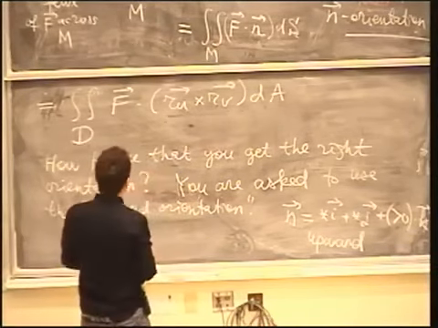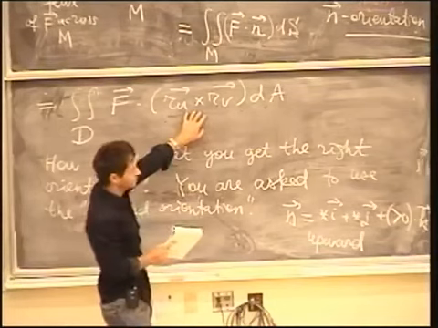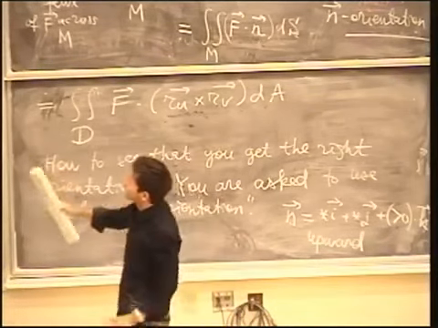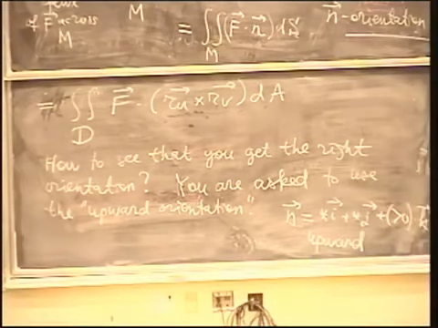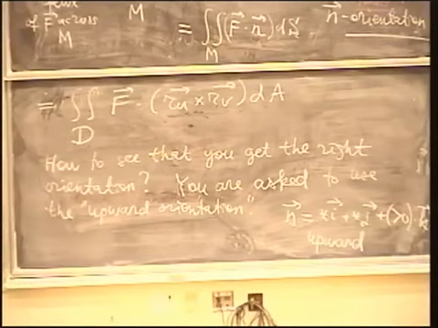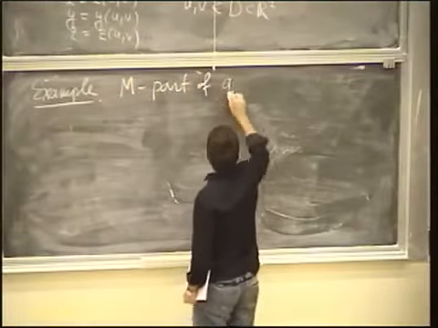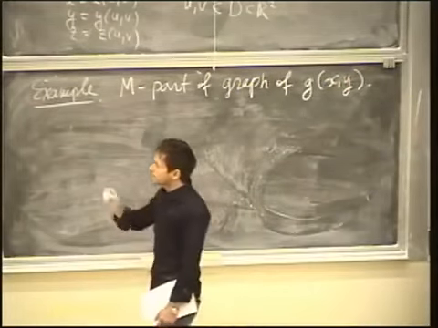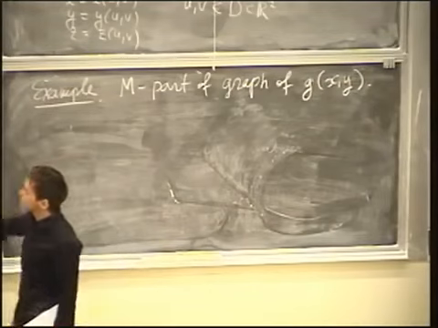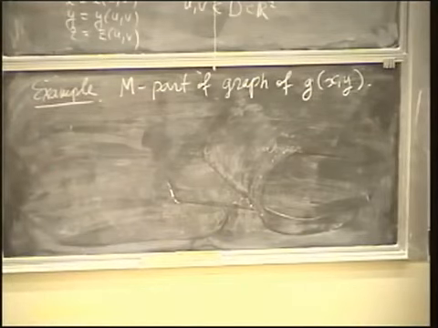Well, here's an example. Let's look at some special cases where this actually can be computed more explicitly. And the first case is the case when M is part of the graph. So for example, let's look at the case when M is part of the graph of the function g of x, y. In this case, we have already computed Rx cross Ry. It is written on this formula. This is Rx cross Ry. So let me just copy this formula here.